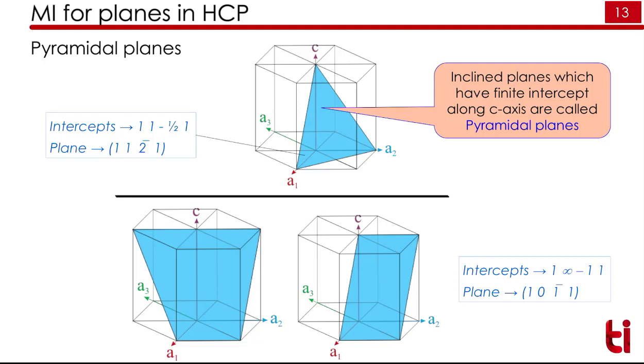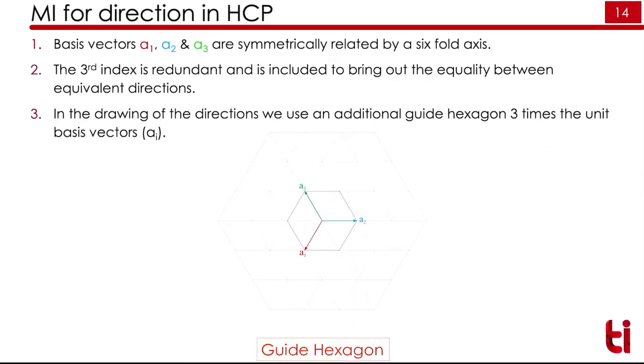If the plane has an intercept on C, that plane we can call a pyramidal plane, right? That intercept may be 1 or that intercept may be half. It should be a finite intercept. So I will not find the Miller indices for these planes. This you have to practice yourself.